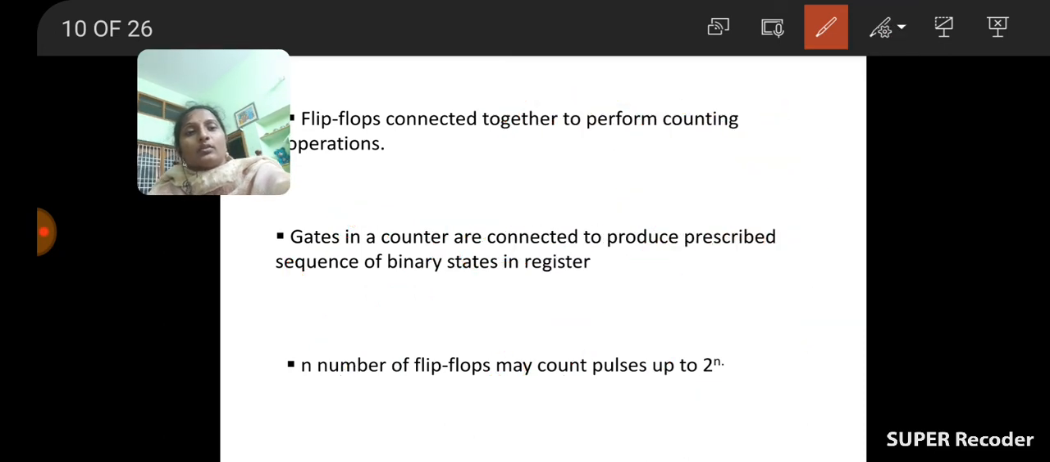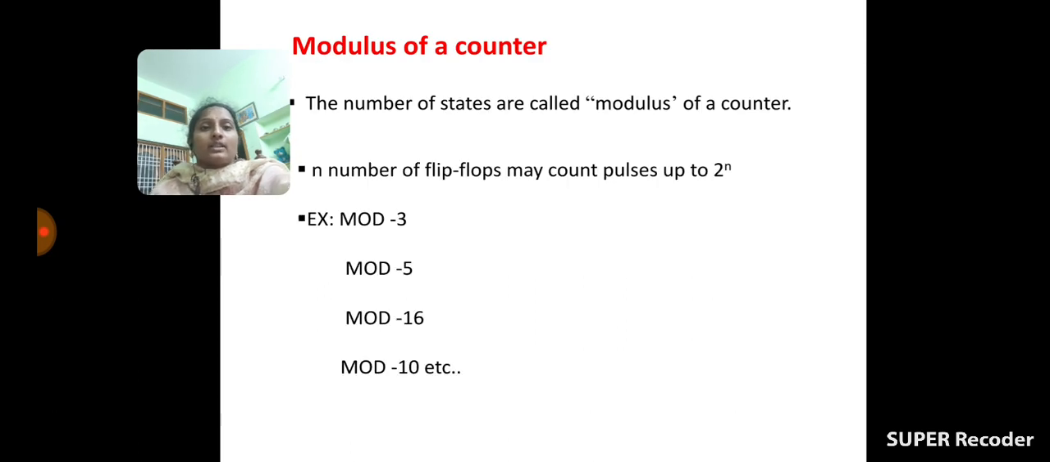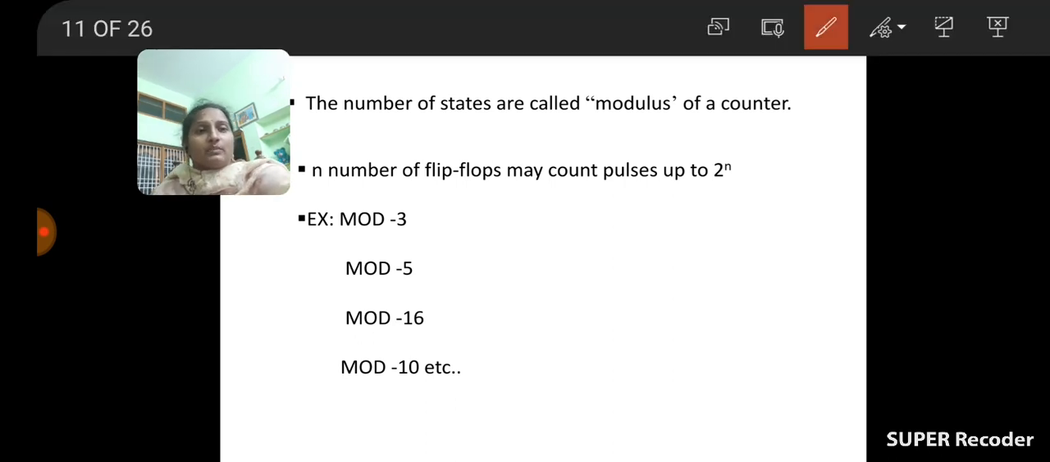So 2 to the power of n is equal to the number of clock pulses to be counted. Here n is equal to the number of flip-flops used in designing our circuits. Is it clear? Next one is modulus of counter. This is very important. Every question paper, be it a competitive exam paper, or your mid one, mid two, or final exam paper, has a question on the modulus of the counter.